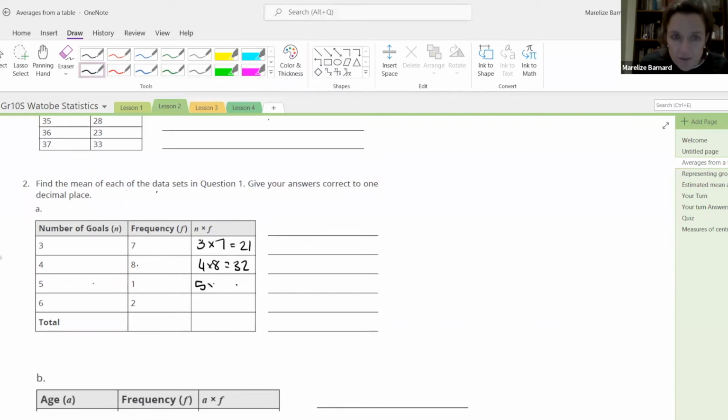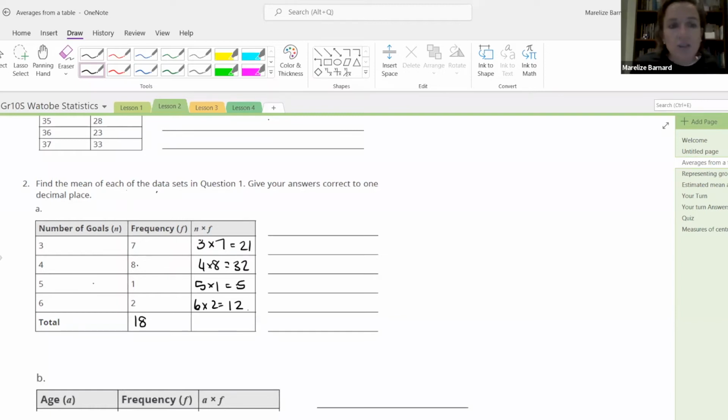And then we go 5 times 1. That's 5. And then we go 6 times 2, and that is equal to 12. Okay. So the frequency, the total number of times we scored goals, each time we scored goals, that is 18.